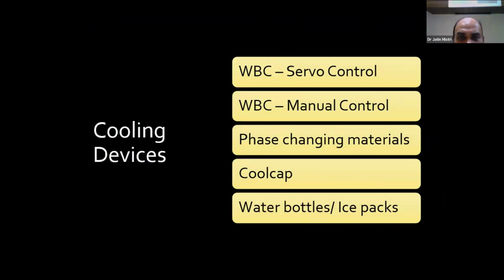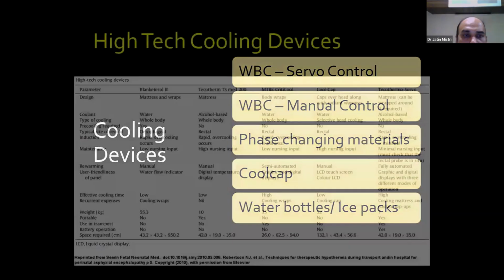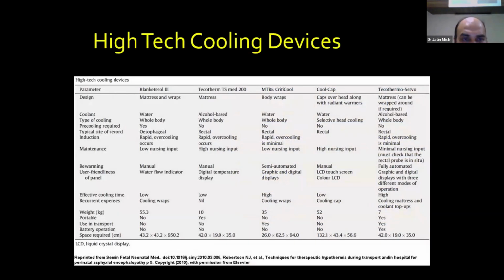So what are the cooling devices we have? There are full body cooling devices which are servo controlled. There are full body cooling devices which are manually controlled. There are phase changing materials, PCM, and there are cool caps, and there are some traditional ways like water bottles and ice packs that can be used as well. There has been comparison of various devices. This is a high-tech cooling device, used in the Tecotherm and the blanketrol, and it is pretty cool, servo control is there.